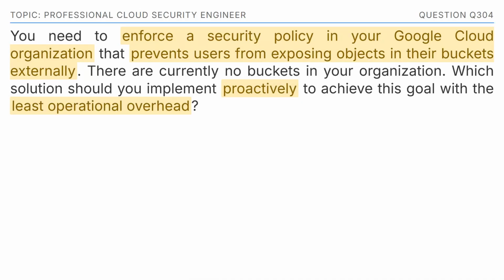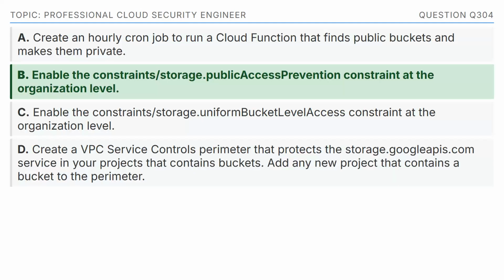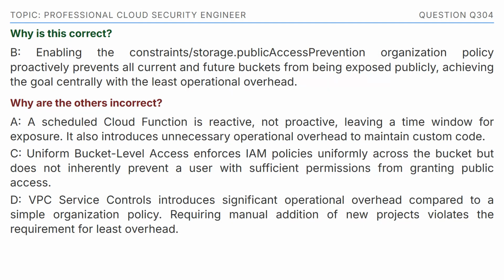To arrive at the correct answer, we focus on the keywords: enforce a security policy in your Google Cloud organization, prevents users from exposing objects in their buckets externally, proactively, least operational overhead. The correct answer is Option B, enable the constraints/storage.publicAccessPrevention constraint at the organization level. Why is this correct? B. Enabling the constraints/storage.publicAccessPrevention organization policy proactively prevents all current and future buckets from being exposed publicly, achieving the goal centrally with the least operational overhead.